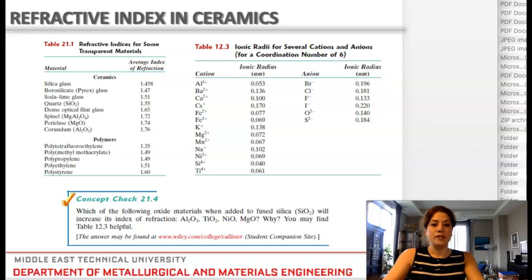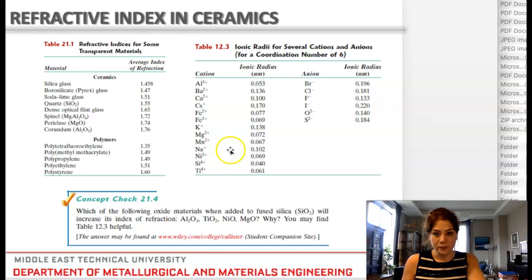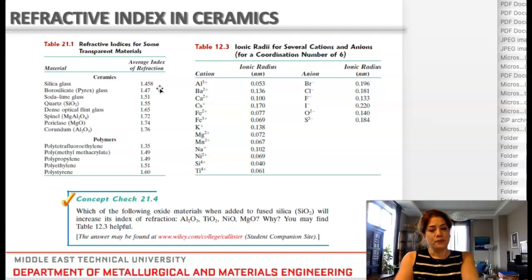If you have a ceramic, for example, here's a very good concept check question. I have a silica glass, composed of SiO2. I see here silica glass, 1.4, 1.5 maybe, index of refraction, the n value. The question is asking, will the index of refraction increase as I add alumina, titanium oxide, nickel oxide, or magnesium oxide? Why? You may find this in 12.3.